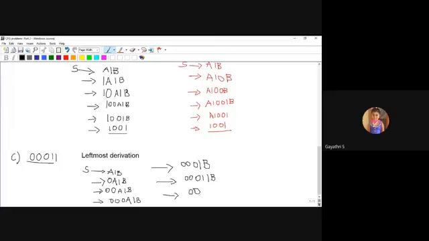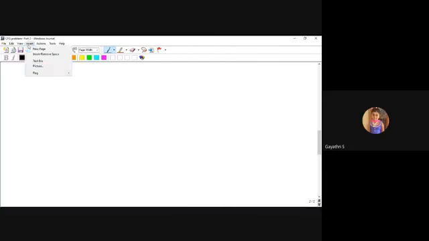Almost our string is reached. With respect to 0, triple zero, double one. Yes, good. So leftmost derivation is over. Next, for rightmost derivation.